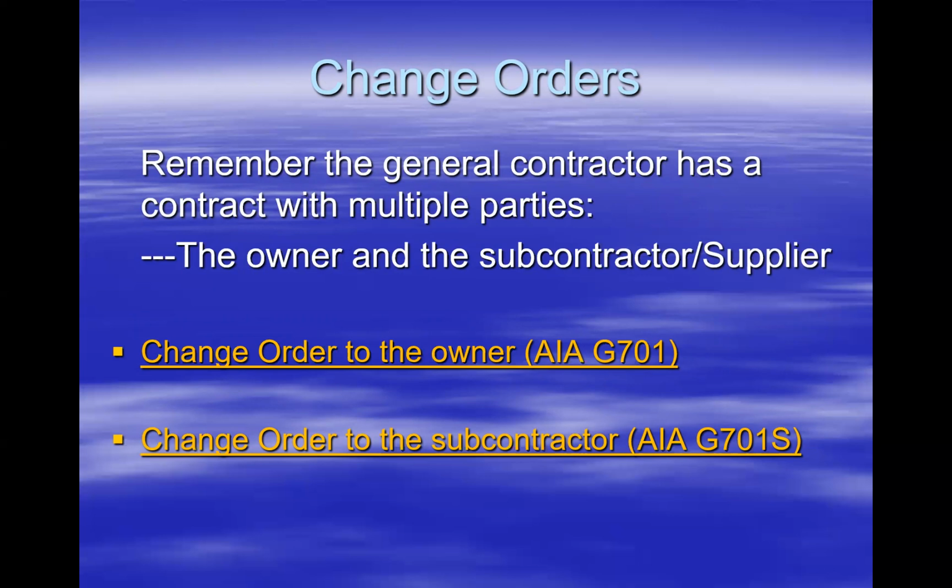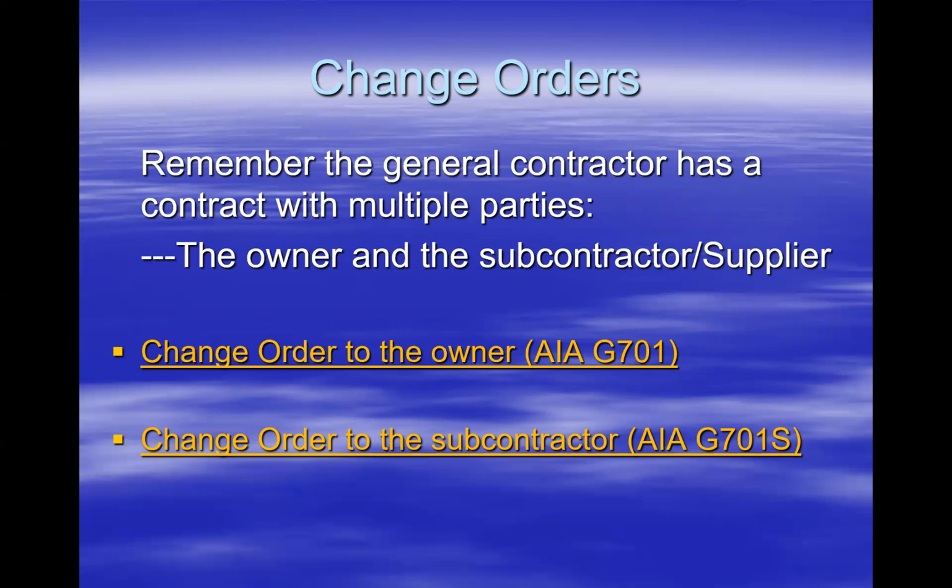We contract with the owner to deliver this project per the plans and specifications, and we're going to do it for this sum of money. And then what we do as a general contractor, we turn around and we take that full scope of work and we basically fragment it. We divide it up and we start subcontracting that out to subcontractors and suppliers.